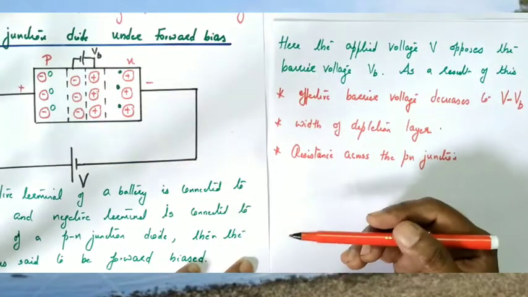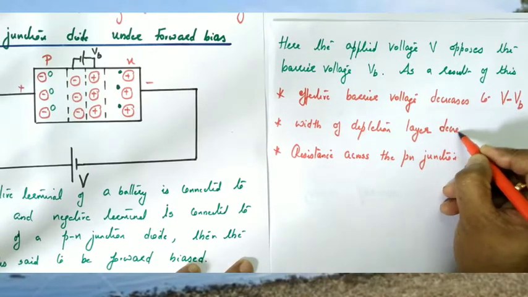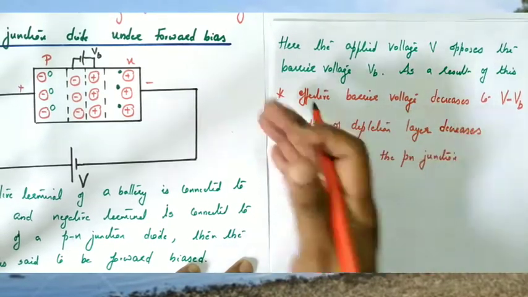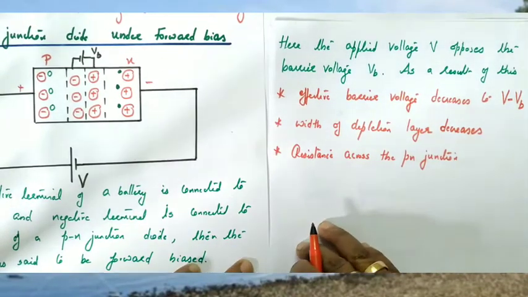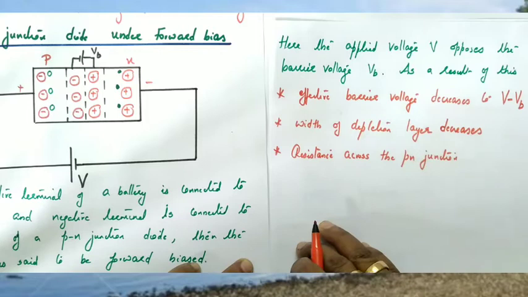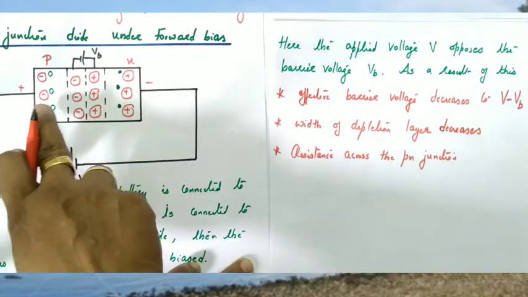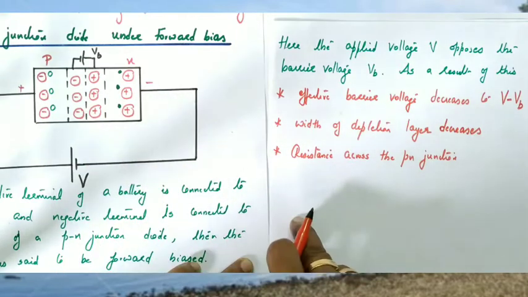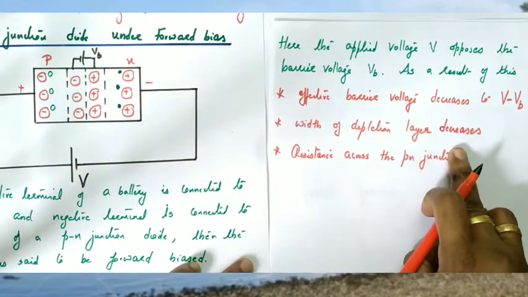So, what happens to the width of the depletion layer? The width of the depletion layer decreases because majority carriers move across the depletion layer and reach the other side. Due to the applied voltage, electrons from the N side cross the depletion layer and holes from the P side cross the depletion layer. Clear, children? So hence the width of the depletion layer decreases.